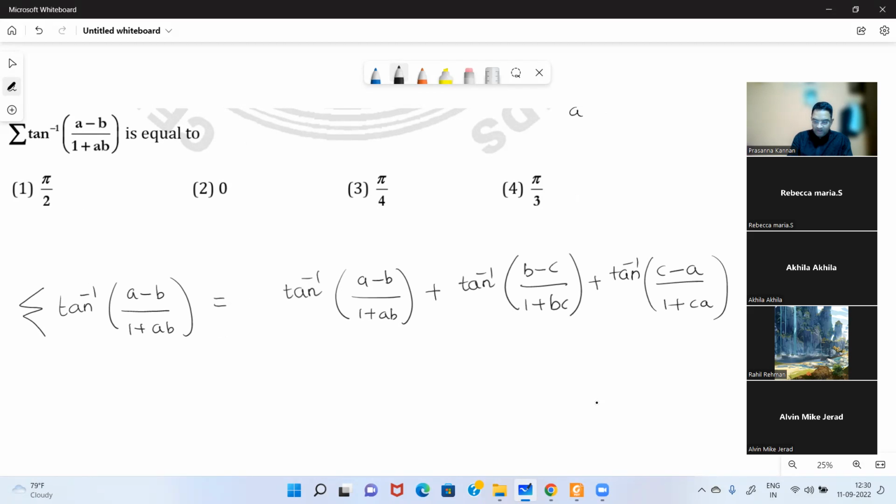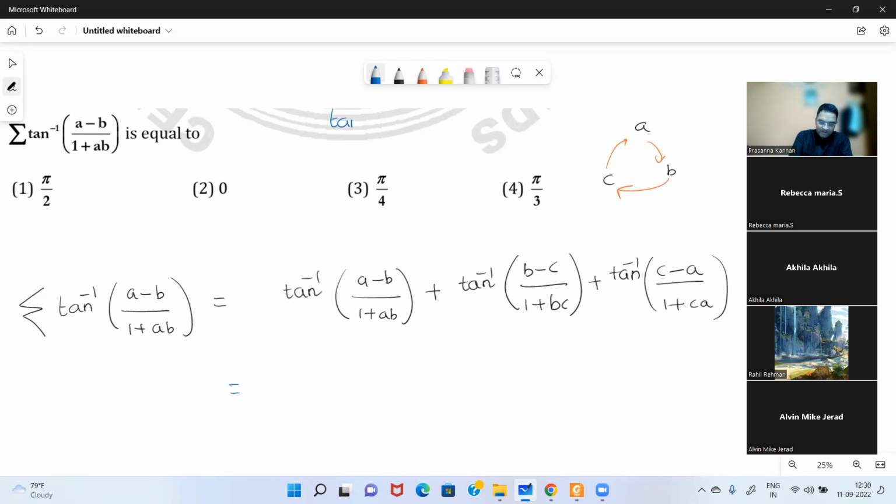So if you consider A, B, C: A, B, B, C, then C. So it must be in cyclic order. Like this. A, B, B, C, C. Are you clear? So this is what we mean by summation, right? Okay. So now you know the formula, tan inverse of x.